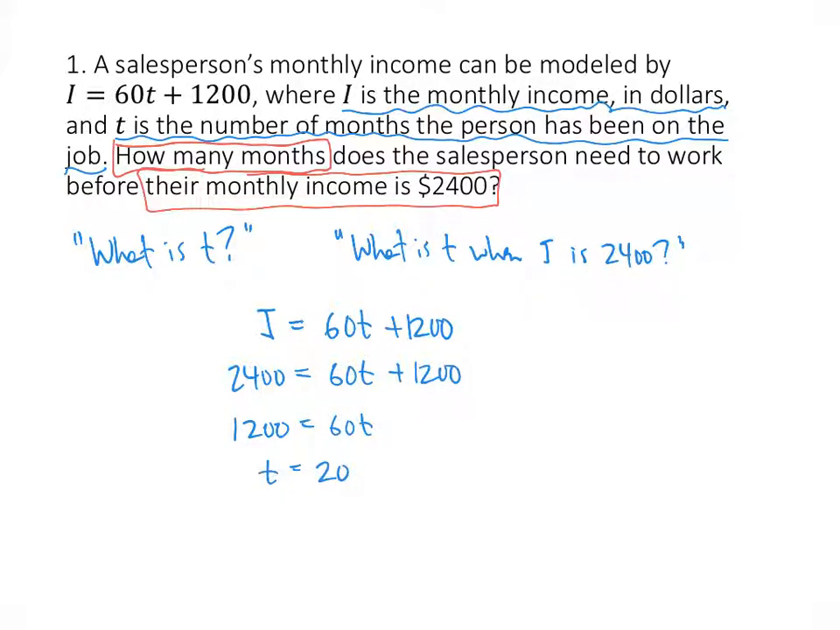Now, in any word problem where the variables represent quantities that have units, we should use units in our answer. So we solved for T. We look back at the word problem, and we see that T is the number of months, and so that means that 20 is the number of months. And so 20 months is our solution.